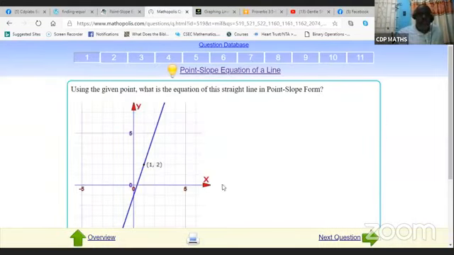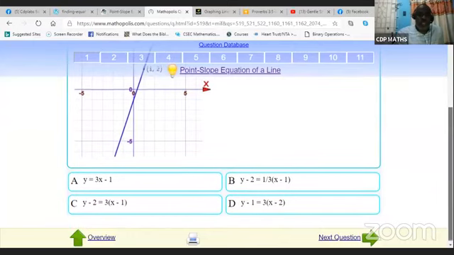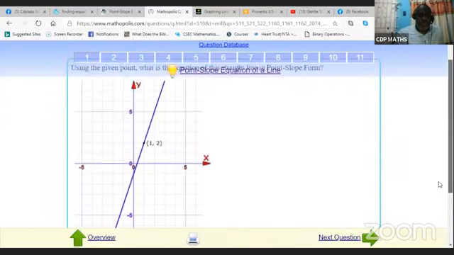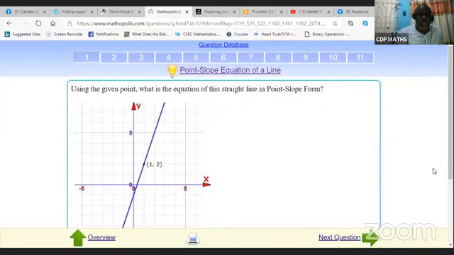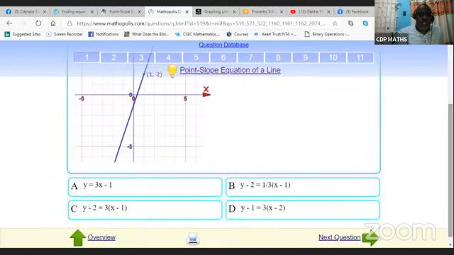There we go. That's the first question. Let's see who gets the answer. So here's a multiple choice question. Use the given point. What is the equation of this straight line in point slope form? That's the question.